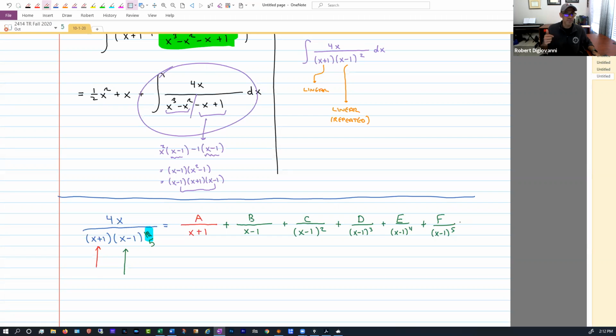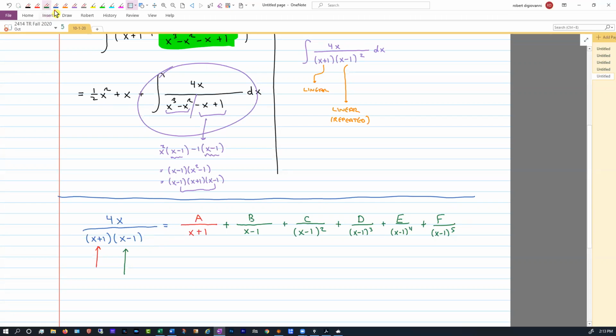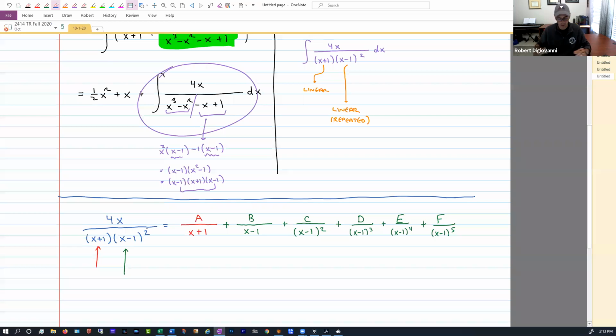Yes? That's not what we have, thank goodness, right? But that's the method, that's the procedure. If you have a repeated linear factor, you just keep putting a constant on top of the linear factor and you keep increasing the power on that linear factor until you exhaust all the powers that you have. Would you give us something like that on the exam? No, I wouldn't give anything like that. I'm just trying to get you to understand the procedure.